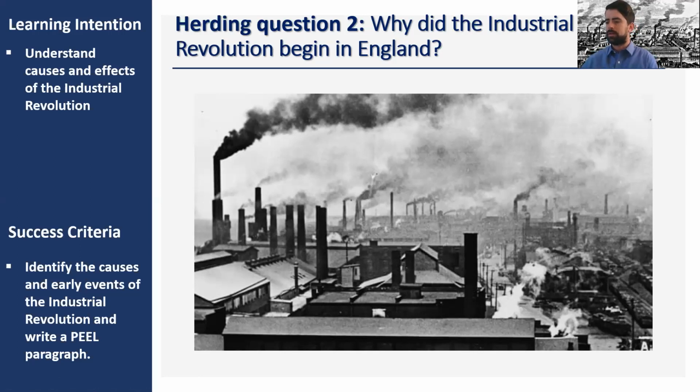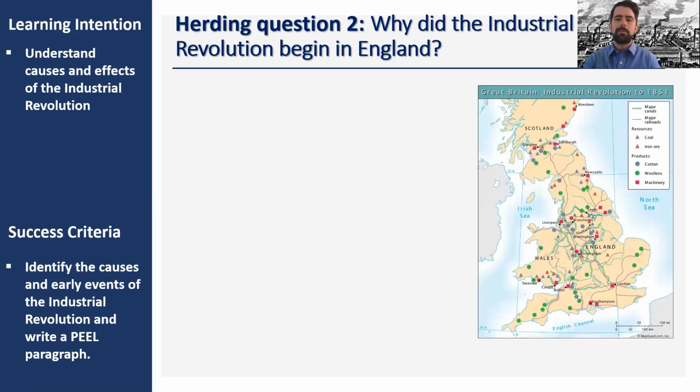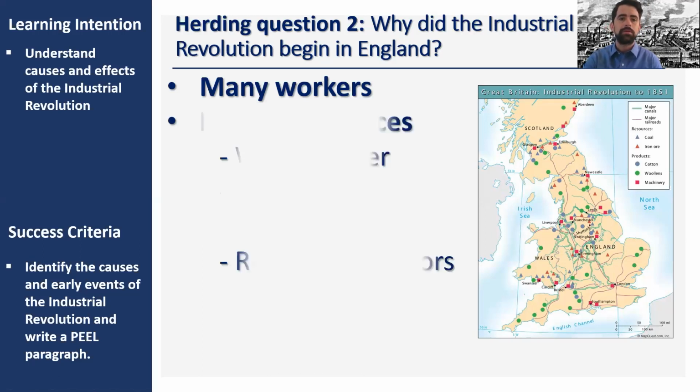So if we scroll down, this is really a small portion of the textbook on page 284, okay? So if we see a map of England and the United Kingdom, one thing that will be highlighted is that there were many workers. England had a large population. In order to run factories and to have a productive economy, a lot of workers were needed.